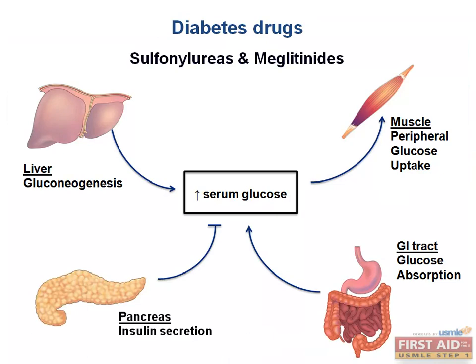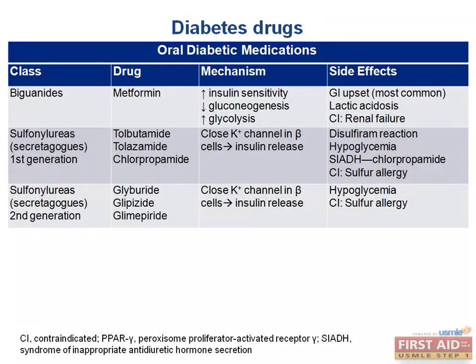Here again we see our diagram, but the action of sulfonylureas will be on the pancreas. These are insulin secretagogues and will stimulate insulin release and bring down blood sugar levels. Second generation sulfonylureas include glyburide, glimepiride, and glipizide. Because sulfonylureas act to increase the release of insulin, the major side effect is hypoglycemia, and this risk is increased in patients with renal failure.